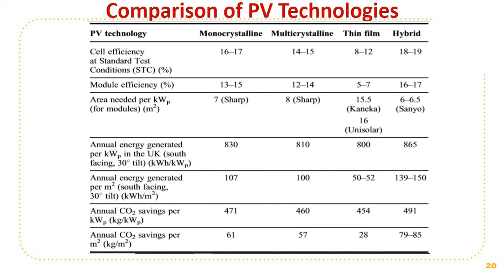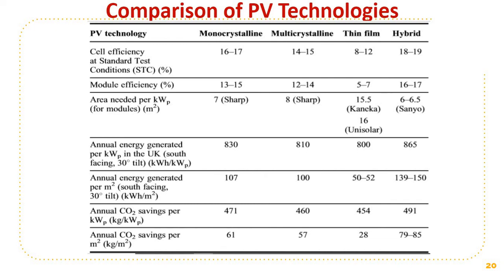This is a comparison of various technologies. You can see the cell efficiency is highest for the hybrid, around 18 to 19%, followed by monocrystalline. The module efficiency is also the highest for hybrid, which goes up to 17%. Area needed per kilowatt peak is also minimum for hybrid, only 6 to 6.5 meter square.